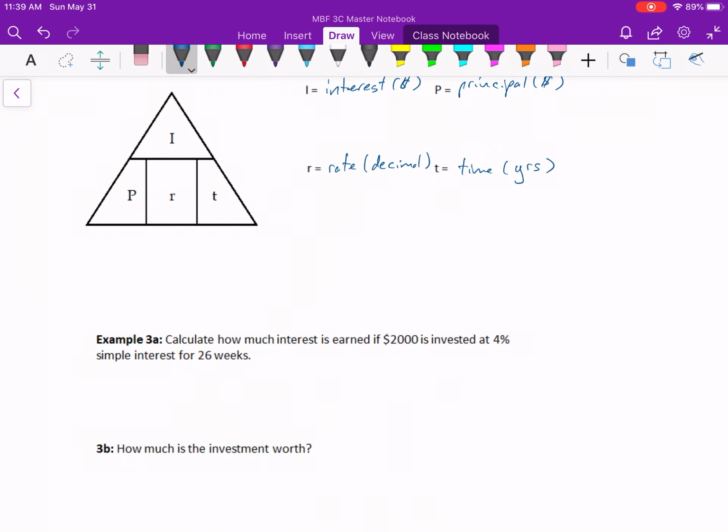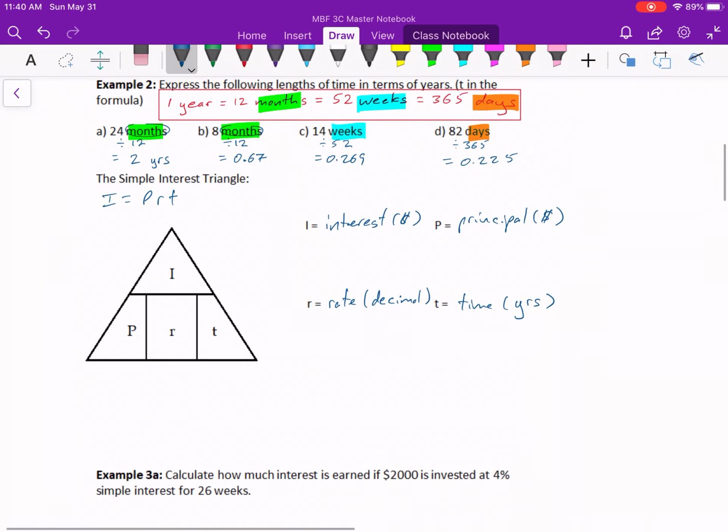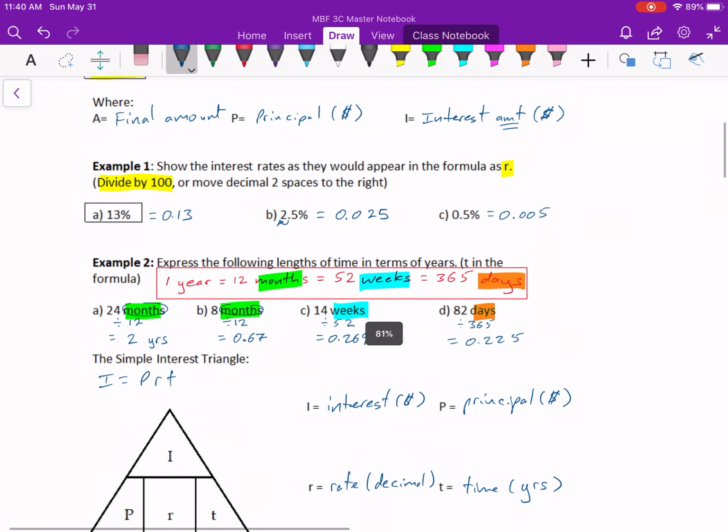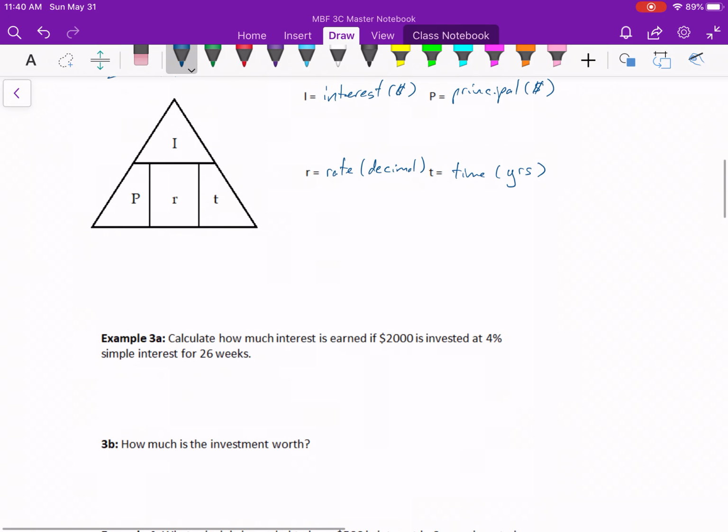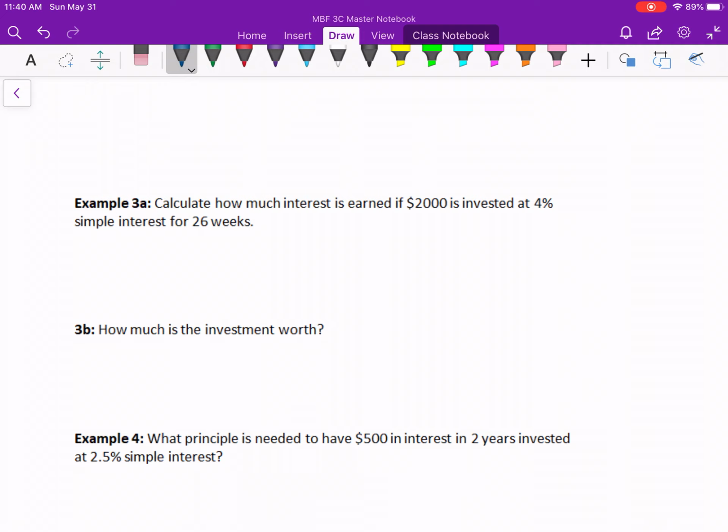So let's just look at a few examples. The first one: calculate how much interest is earned if $2,000 is invested at 4% simple interest for 26 weeks. Let's start highlighting here. I equals PRT again, that's the go-to formula. I for yellow, green for P, blue for R, and orange for T.